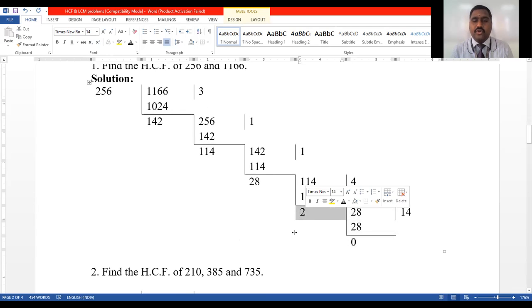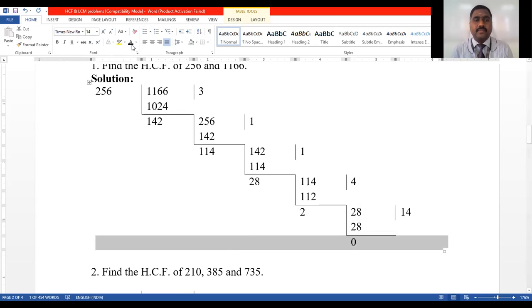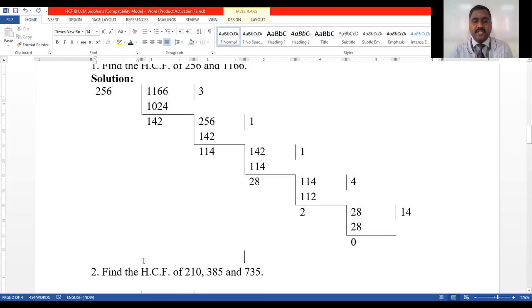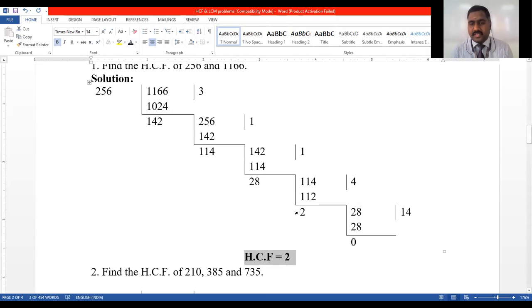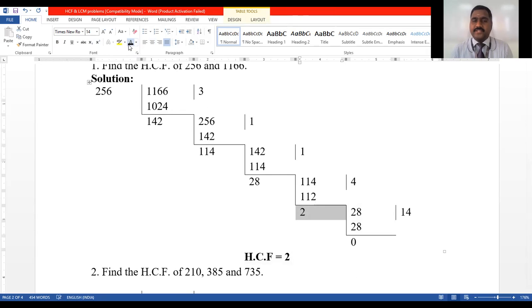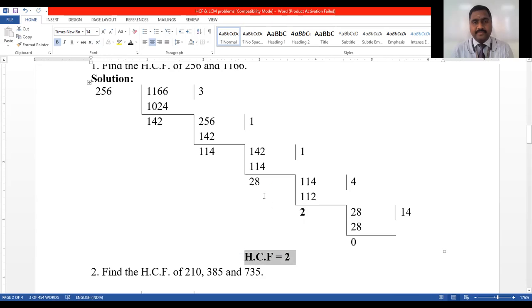2. 2 is the common factor for the 256 and 1166. So this is the HCF. This is the HCF, because this divisor only gives the remainder 0, not any other divisor, 28 or 114 or 142 or 256. Not these values are giving 0. The final divisor which gives 0 is 2. That's why we are taking HCF as 2. Is it clear now? Okay.